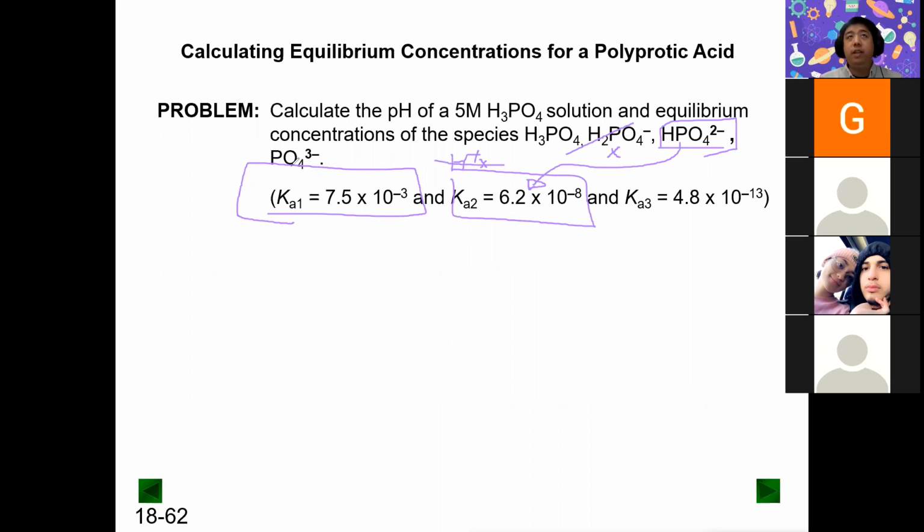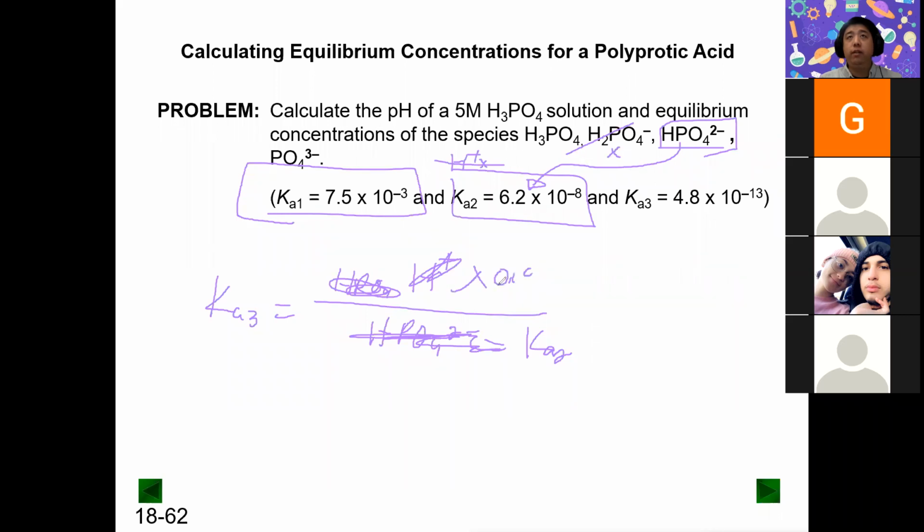If I wanted to set my last one up, I can say my Ka3 is equal to, and then we just simply draw the pieces that we have here. Okay, I have HPO4 2 minus, so that's where I started, right? Oh, sorry, that should go down here. HPO4 2 minus, and this is essentially just my Ka2. So I don't have to change that value. I just write Ka2 here. And I know up here it's H plus, which I already know the value is just my X, the 0.19. Okay. And then I also know that the last thing I need to find is PO4 3 minus. So at this point, it's all just algebra. I'm just trying to find PO4 3 minus based on the information that I have here, moving things around.